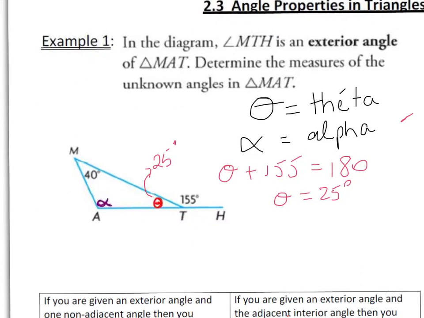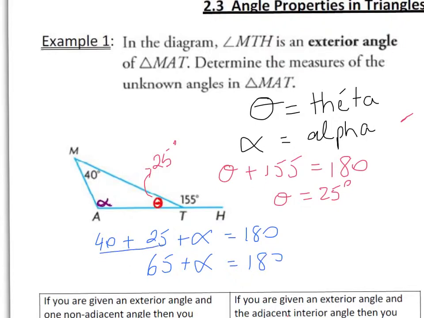Alright? We also know that all angles in a triangle have to add up to 180, right? So 40 plus theta, which is 25, plus alpha has to equal 180. So 65 plus alpha has to equal 180. The 65 comes from combining like terms there. So therefore alpha is 180 minus 65, which gives us 115 degrees.